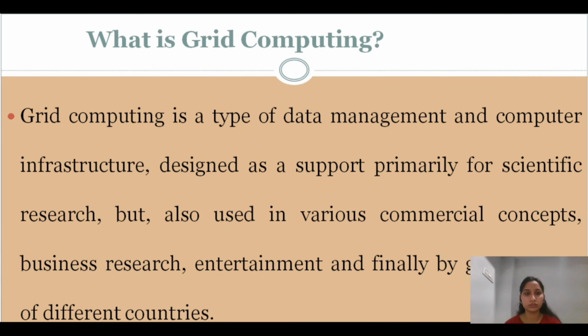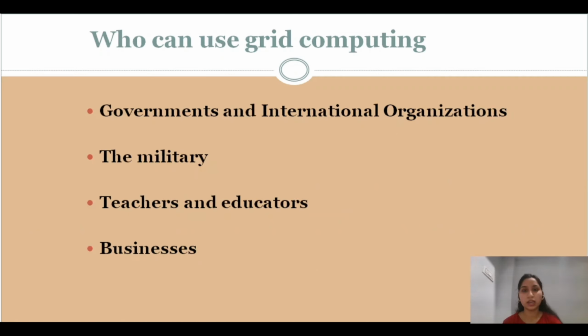What is grid computing? So, grid computing is a type of data management and computer infrastructure which is designed as a support primarily for scientific research, but it is also used in various commercial concepts, business research, entertainment, and by the government of different countries. And now let's see what are the uses of grid computing. So, grid computing can be used by government, for military, for teachers and educators, and for businesses.